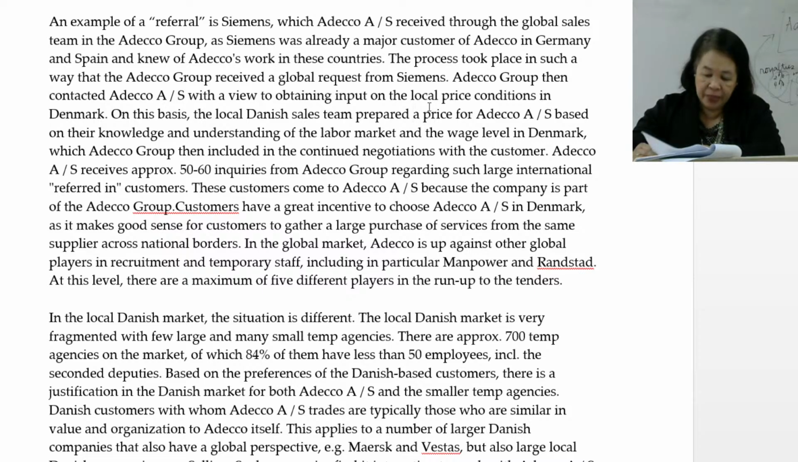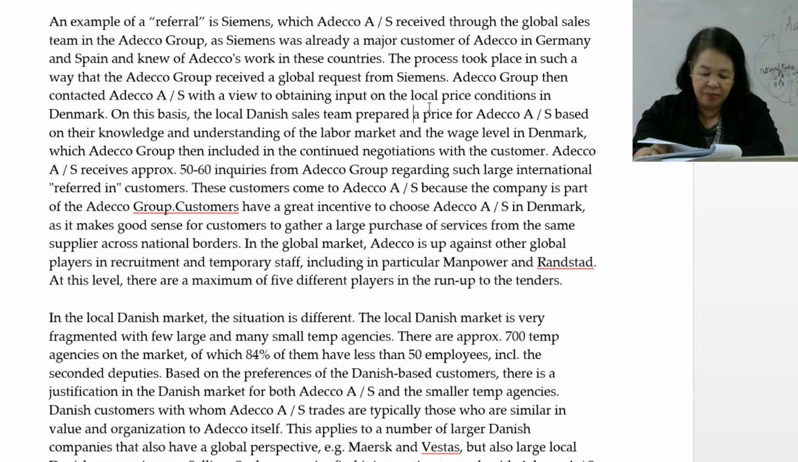Adecco AS receives approximately 50 to 60 inquiries from Adecco Group regarding such large international referred-in customers. So these customers came to Adecco AS because the company is part of the Adecco Group. So dito pinakita niya yung mga instances, scenario wherein nagagamit niya yung connection niya or link niya with the Adecco Group.